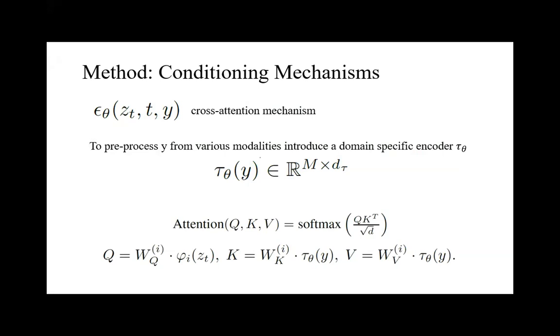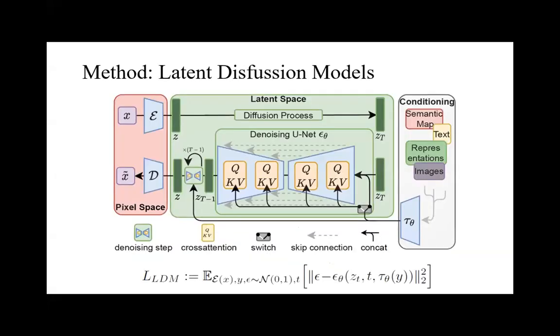But how do we inject the conditioning into the attention mechanism? Basically, for the keys and the values, we are now multiplying my matrices by the encoding from the domain-specific architecture. So these two depend on the conditional information, and the queries are going to depend on the latent representation. And this is all what I explained to you.